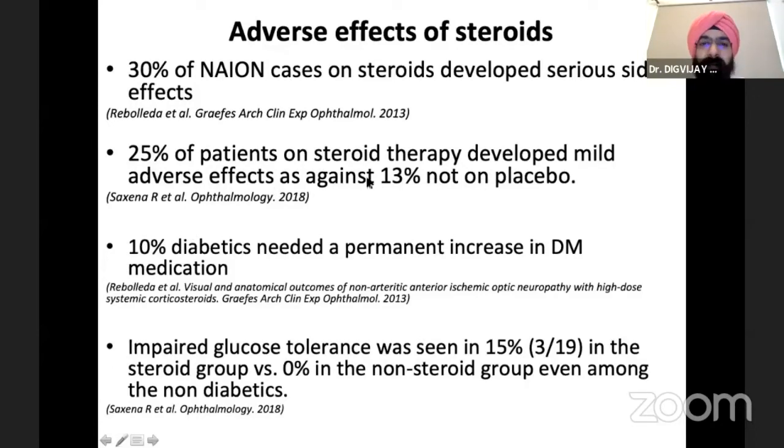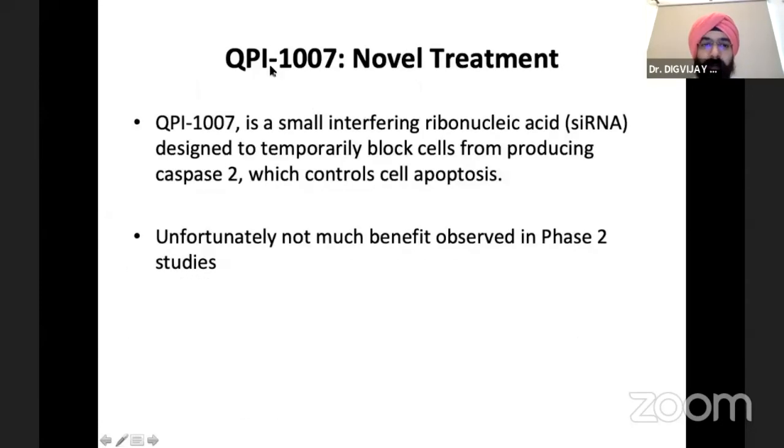But overall, we've seen, in different studies and by our study as well, that 25% of patients on steroids developed some side effects as compared to 13% of placebos. So there is definitely an impact. So one has to be careful in how to use it. And impaired glucose tolerance is one of the major things that you could see.